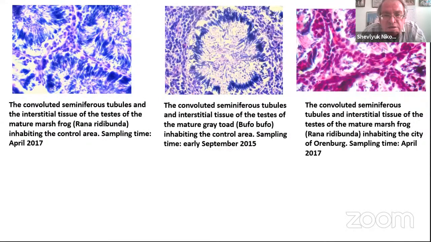This tissue consists of endocrine cells, Leydig cells, fibroblastic cells, and blood and lymphatic vessels. The percentage of Leydig cells is not high, from 2 to 5%. So, in the urban territory, the percentage of Leydig cells decreases.